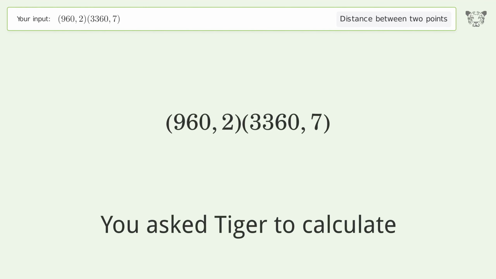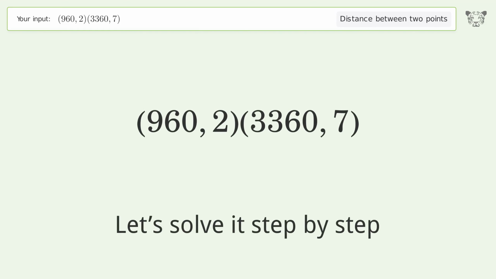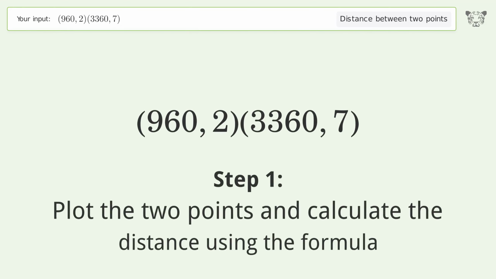You ask Tiger to calculate. This deals with the distance between 2 points. The distance between the 2 points is the square root of 5,760,025, or 2,400.005. Let's solve it step by step. Plot the 2 points and calculate the distance using the formula.